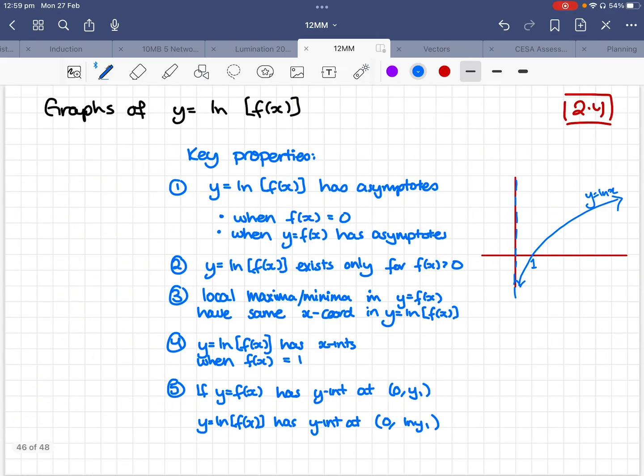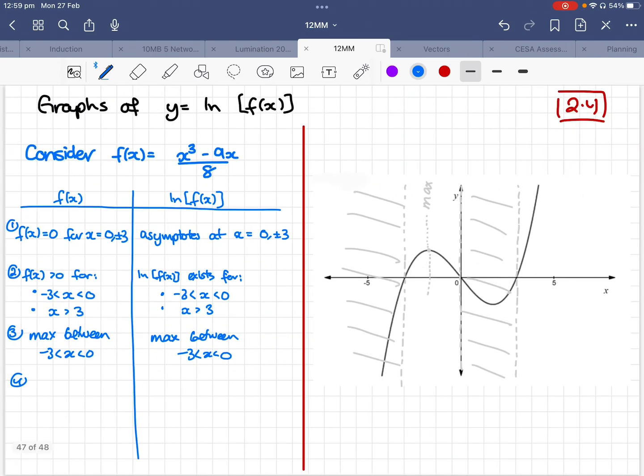Okay, fourth dot point. Ln of f of x has got x-intercepts when f of x is equal to 1. Now this graph doesn't have a y-scale, so I do need to be a little bit careful. What I can potentially say is, vaguely there is y is equal to 1. We can see a couple of points that are going to have axis-intercepts kind of vaguely there-ish.